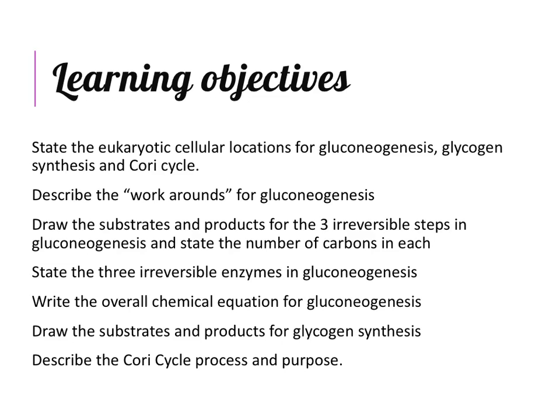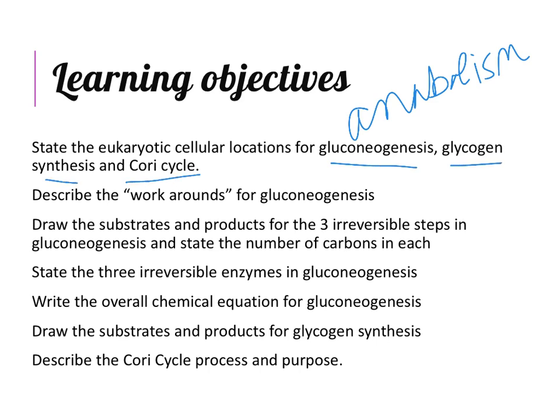Okay, hello people. So this is carbohydrate anabolism. Anabolism is the opposite of catabolism, so we're going to go from small molecules to big molecules. We're going to go through a couple of processes: gluconeogenesis, glycogen synthesis, and the Cori cycle. You should be able to state the cellular locations for those.